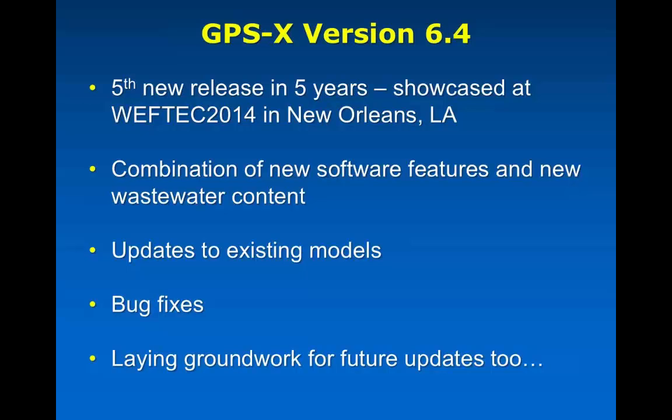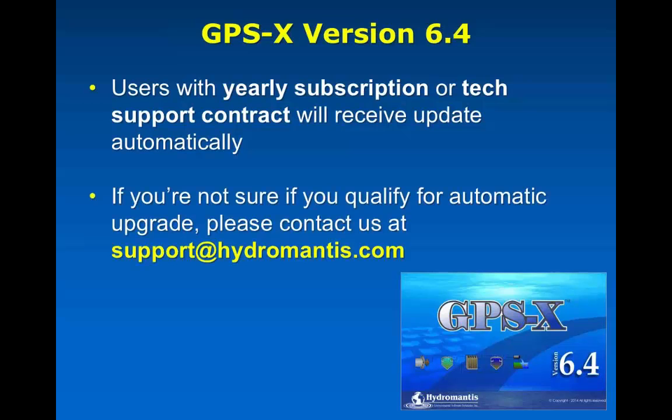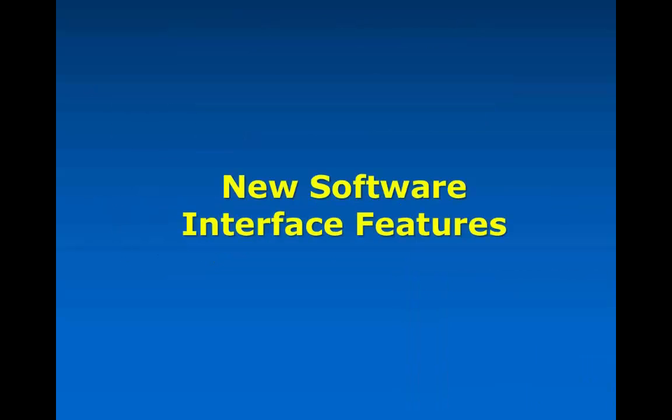And the way it works is that you will receive an email from us with a new key code and a link to where to download the software, and you continue to use your existing hardware key. So if you're not sure whether you qualify for the automatic upgrade, or if you're interested in upgrading your license so that you can receive version 6.4, please contact us at support@hydromantis.com, and we'll let you know how that's going to work.